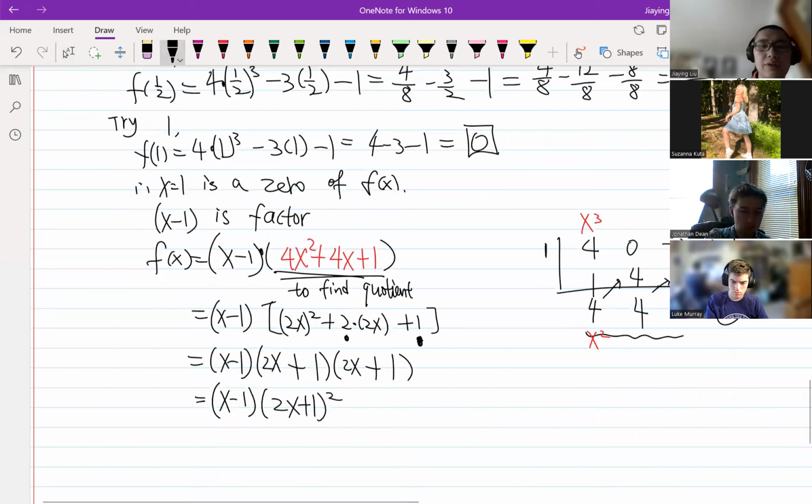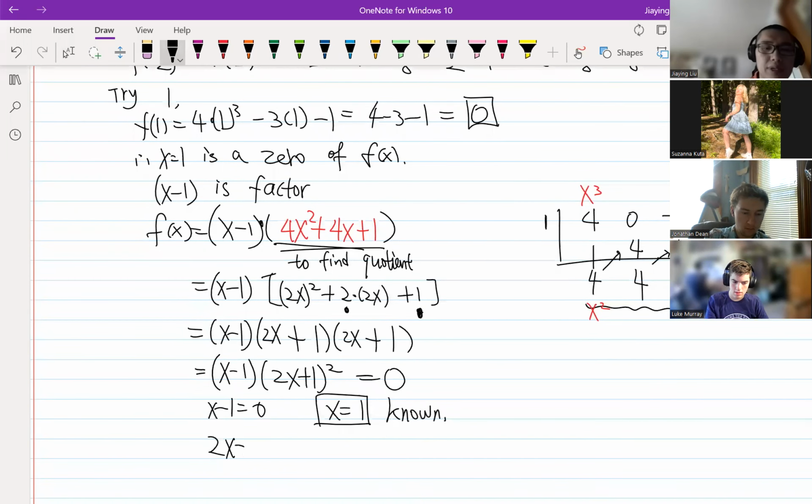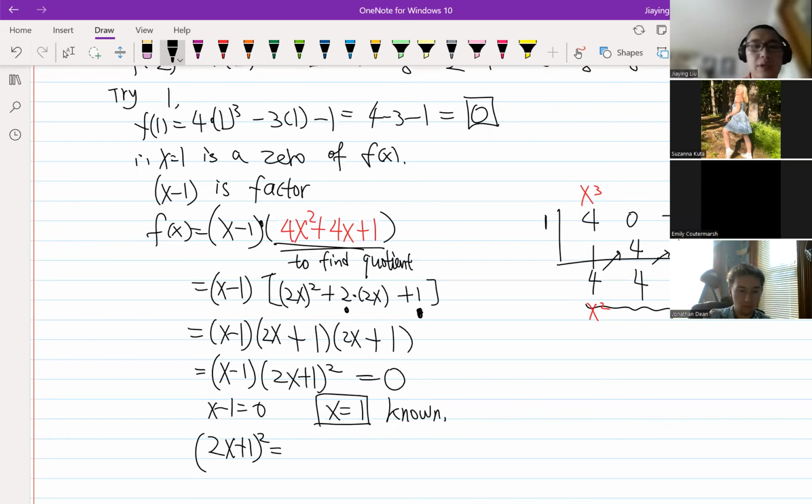And if we want to find all the zeros, we set it equal to 0. From the first part, x minus 1 equals 0, we get x equals 1. We already got this earlier, so we know this. But then the second part, 2x plus 1 squared equals 0. So we can take a square root and we still have 2x plus 1 equal to 0. So we can subtract 1 on both sides and divide by 2. So we get x equals negative 1/2.